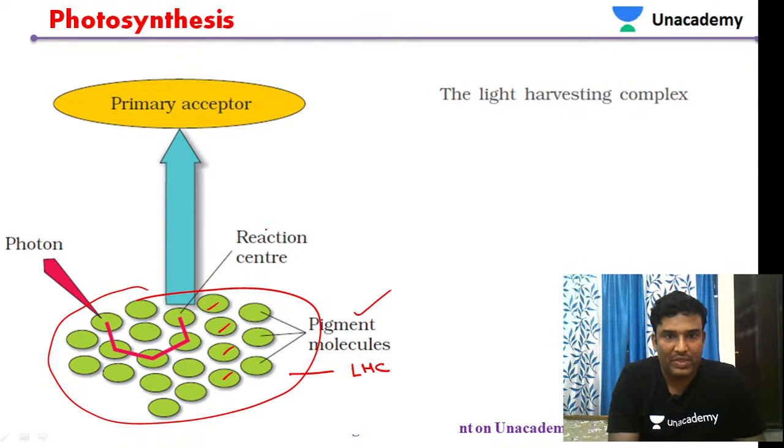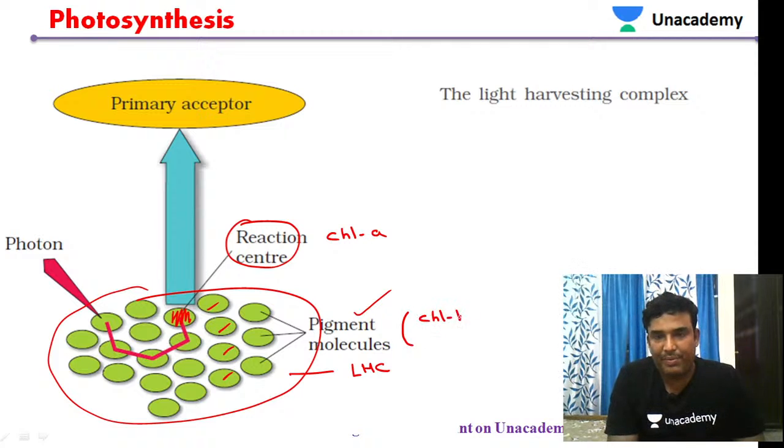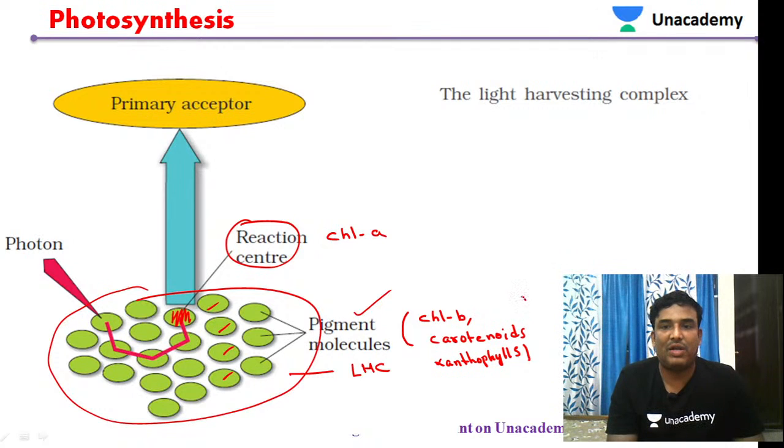Among the pigment molecules, one is the reaction center. This reaction center contains chlorophyll A molecule. The rest of the pigment molecules include chlorophyll A, chlorophyll B, carotenoids, as well as xanthophylls. These are called additional pigments or accessory pigments.